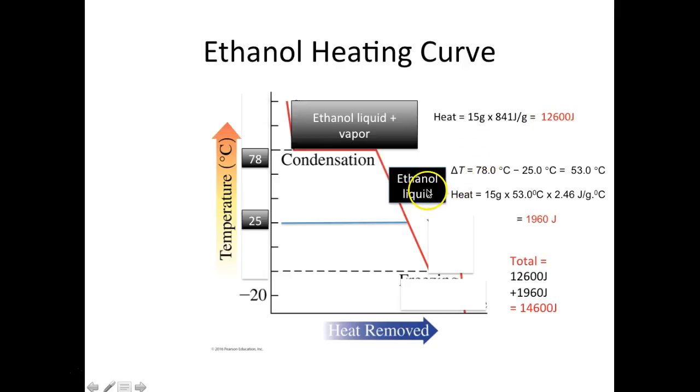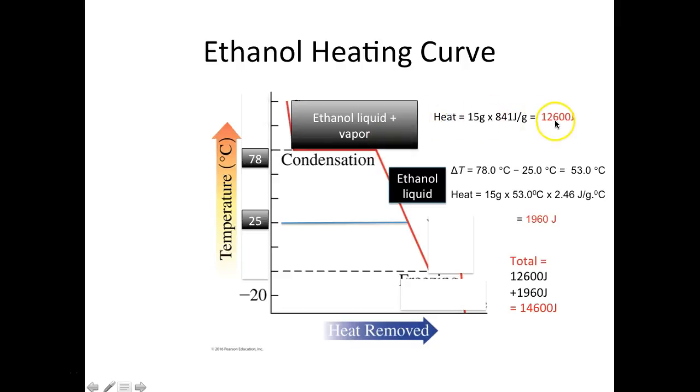And then next is ethanol from 25 to 78. So 78 minus 25, that change delta T is 53, all right? It's 15 grams mass times the change in temperature times the specific heat of ethanol, which was given as 2.46 joules per gram degree centigrade. So that gives you 1960 joules, all right? So this is the joules from going from 25 to 78.